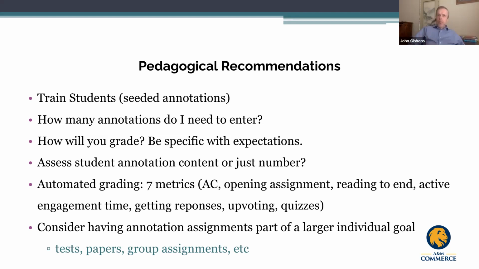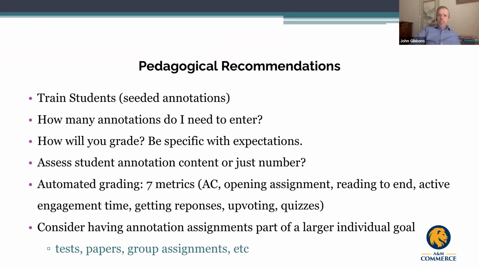Train the students, seed it with annotations. By that, I mean, I trained my students with the syllabus. I uploaded the syllabus, and then I would ask one or two questions. Do you understand this part of the grading rubric, or do you understand how the point system works? And then that way it gets students started. I had zero issues with students understanding how to use it.